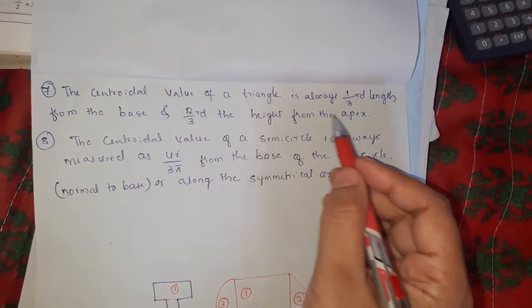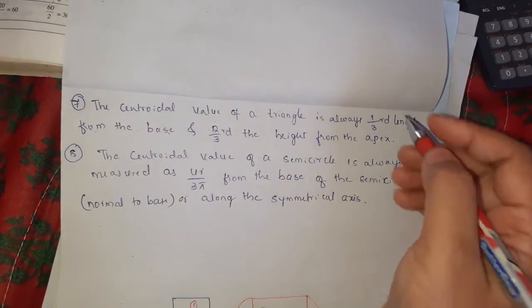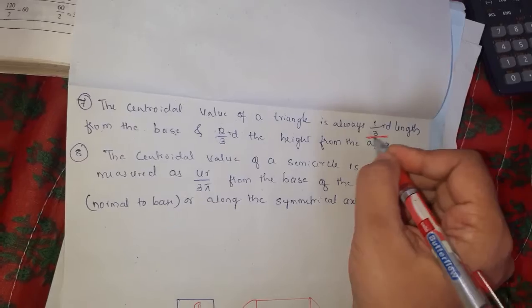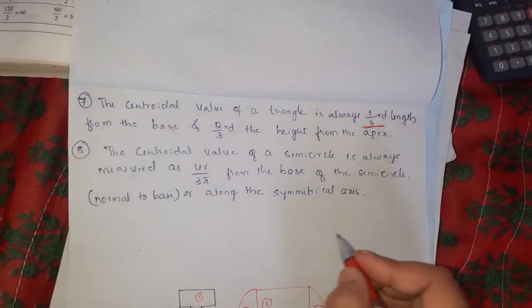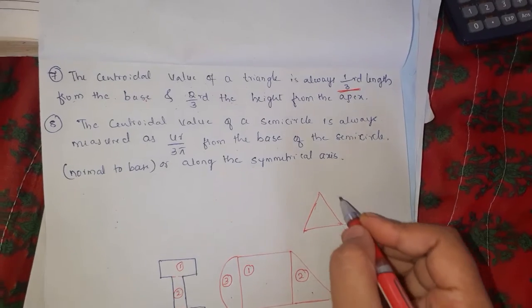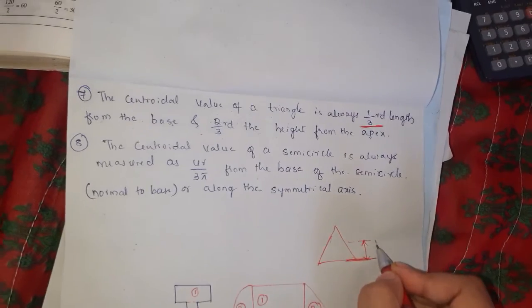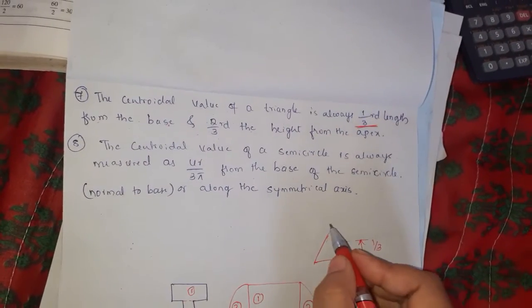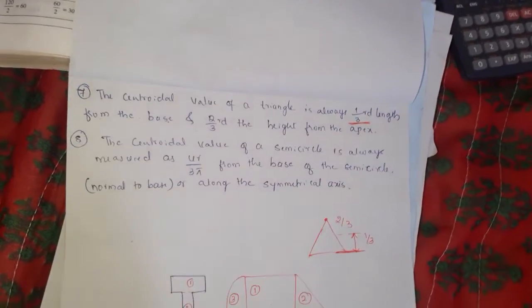Next is the centroidal value of the triangle. The centroidal distance of a triangle is always 1/3 the height from the base and 2/3 the height from the apex. As you can see, in a triangle it is always equal to 1/3 the height from the base, and from the apex point it is always equal to 2/3 the height.